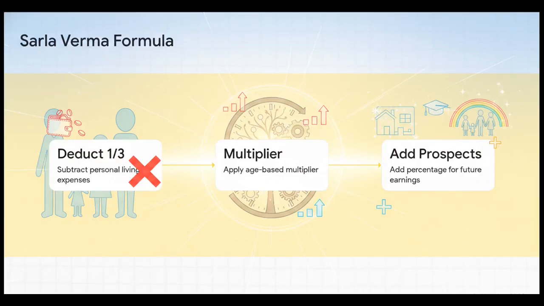Okay, let's break down the actual math of compensation in fatal motor accidents, specifically looking at the Supreme Court's strategy in the landmark Sarla Verma case involving a DTC bus crash. To calculate what they called just compensation, the court created a really strict formula. Step 1, you deduct 1/3 of the deceased's income for their own personal living expenses. Step 2, take that remaining dependency figure and multiply it by a specific number based on the deceased's age. Step 3, you add a percentage for future prospects, which acknowledges that realistically the person would have earned more money over time. It's a highly precise, strategic calculation designed to ensure fair and uniform compensation across the board.